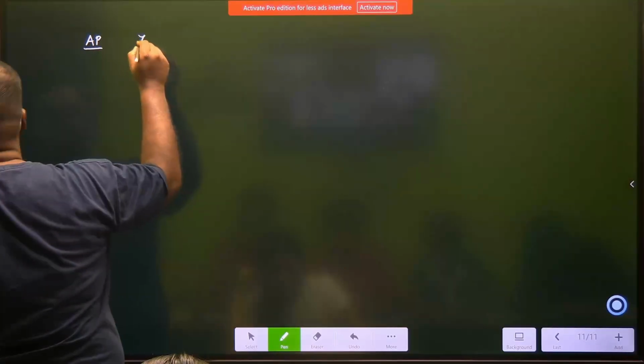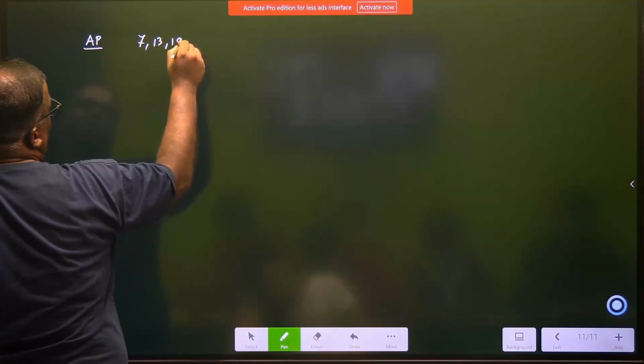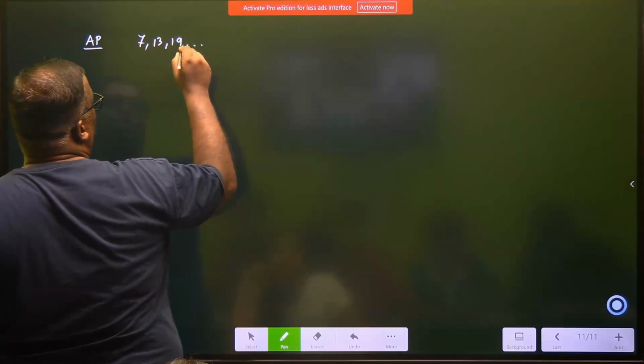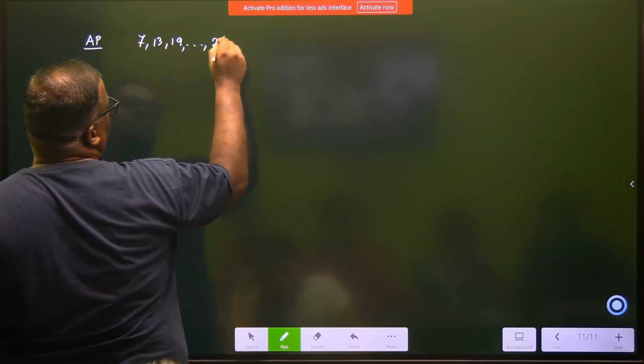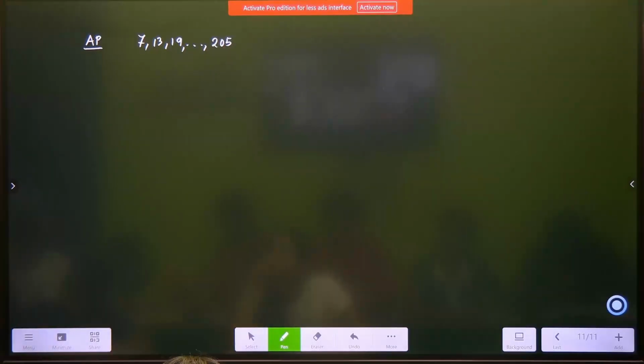Your AP is 7, 13, 19, dot, dot, dot, and suddenly they say the last term is 205. समझ में आ रहा है तो? Find the number of terms, इसमें कितने टर्म्स हैं, कर सकते हैं.